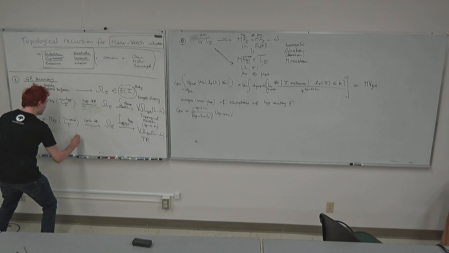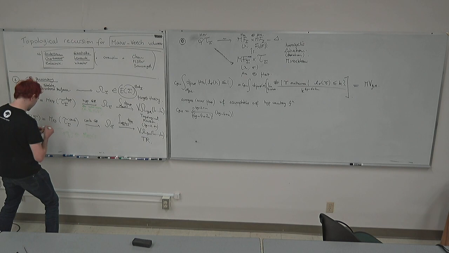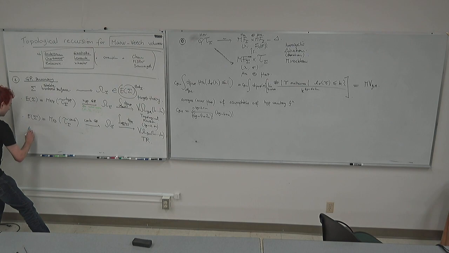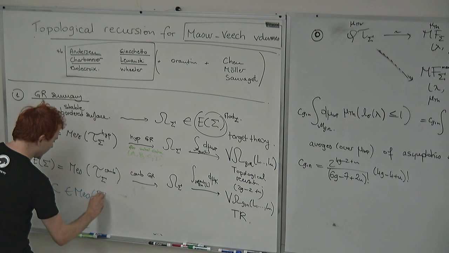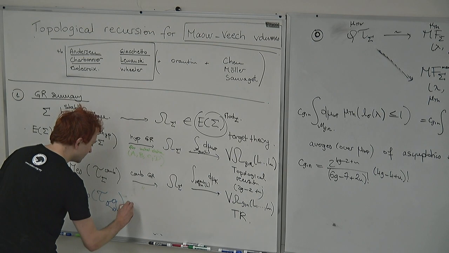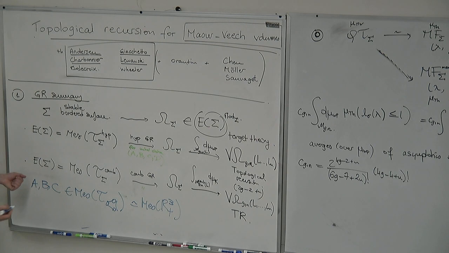But in both cases, this is nothing but... it's not easy to see that color. Okay. So... is it better? Yeah. So the Teichmuller space, either hyperbolic or combinatorial for the pair of pants, is just R plus cubed. So you get functions of three lengths. And out of that, you can generate these omegas.